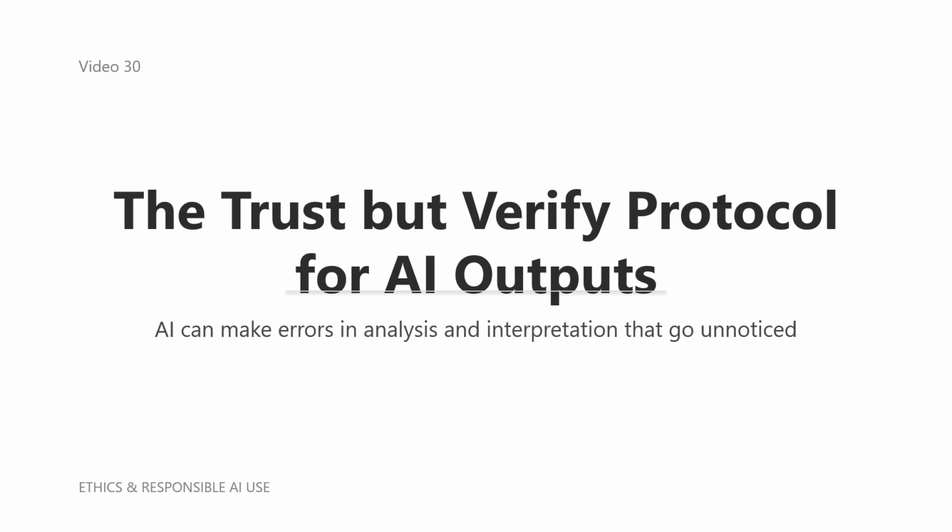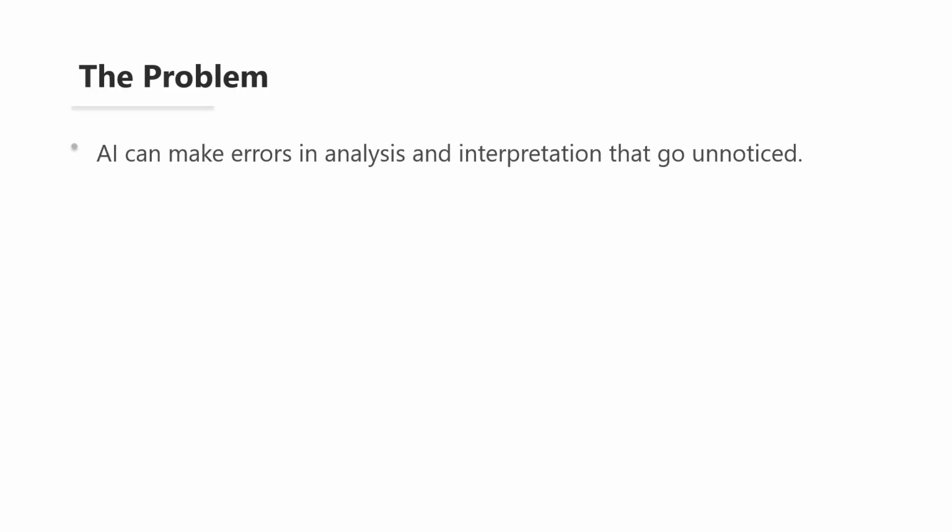Researchers who trust AI too much end up with errors in their work. Researchers who trust it too little miss out on genuine benefits. The solution is a verification protocol, specific steps to check AI outputs before incorporating them into your research. Not paranoid skepticism, but systematic validation. By the end of this video, you'll have a 4-step protocol for verifying AI outputs that catches errors before they become problems. Let's understand the types of errors AI commonly makes in research contexts.